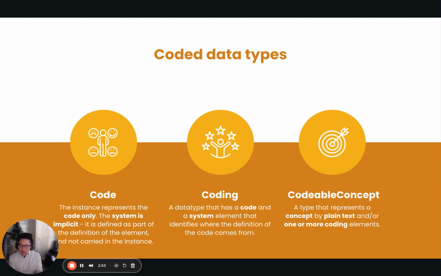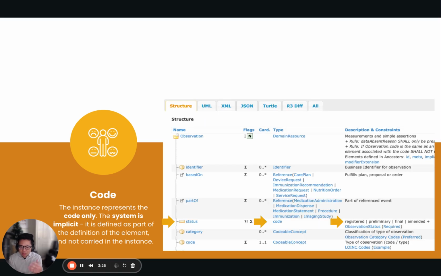Now, also, when it comes to coded values in FHIR, there's three data types that you really will see. So you have code, which is just the code only, and the system is implied. I'm going to show you an example of that in just a bit. Then there's also coding, which is just the code and system. And then the most common one you see is the codable concept. This one is special in the sense that it also has a plain text data element, and then it's comprised of one or more coding elements. So here are some examples.